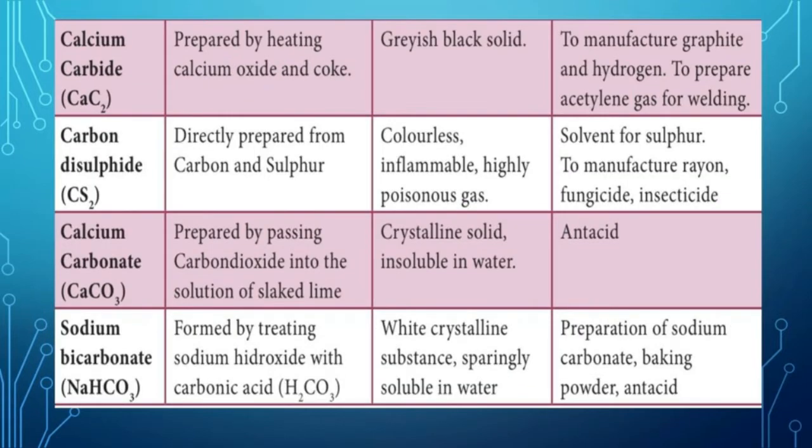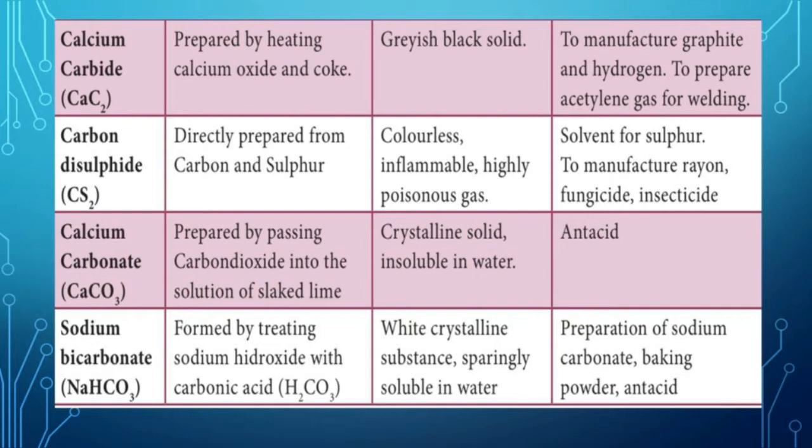Calcium carbide, CaC2. Its formation: prepared by heating calcium oxide and coke. Properties: grayish black solid. Uses: to manufacture graphite and hydrogen, and to prepare acetylene gas for welding. Carbon disulfide, CS2. It is directly prepared from carbon and sulfur. It is a colorless, inflammable, highly poisonous gas, and its uses are as a solvent for sulfur, to manufacture rayon, fungicide, and insecticide.